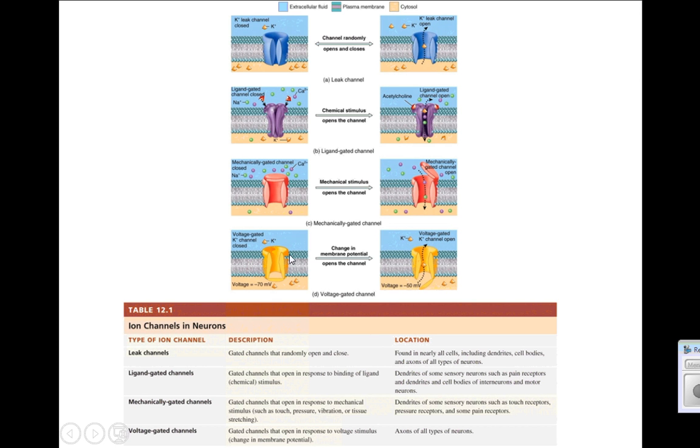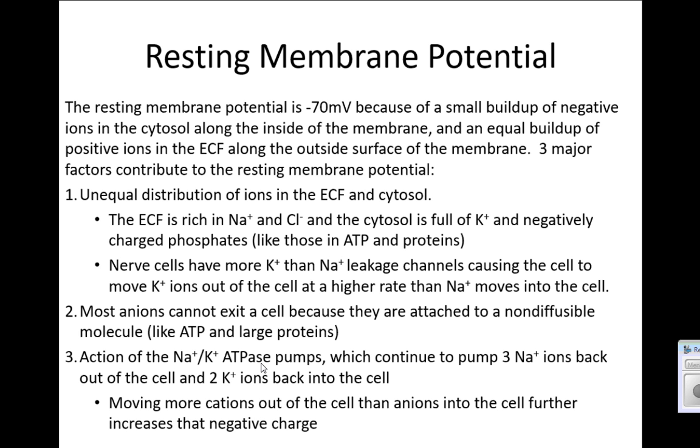As you can see here with our voltage-gated potassium channel, that's closed at negative 70. But when the voltage is negative 50, they are open. Okay. Down at the bottom is a table with those same ions listed. Okay, so you can kind of read through that on your own if you want. Okay. One more slide, and then I'll let you guys free.